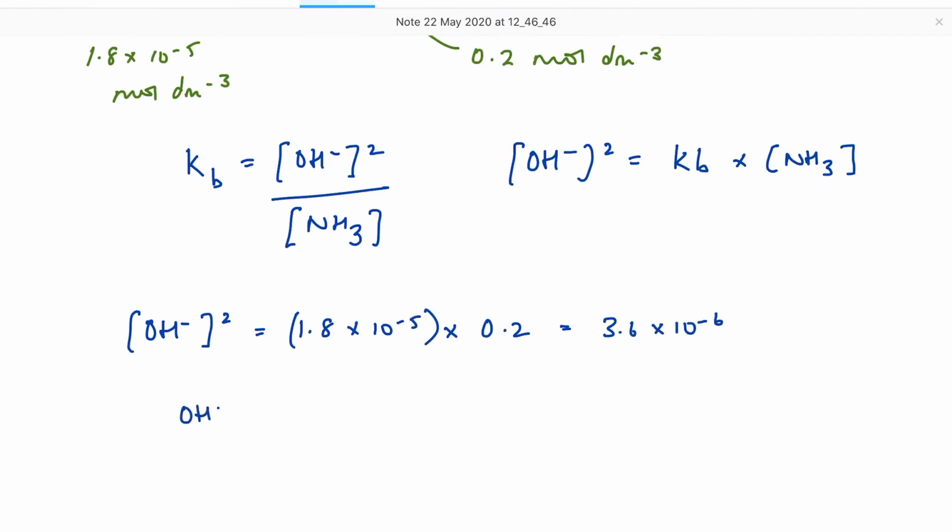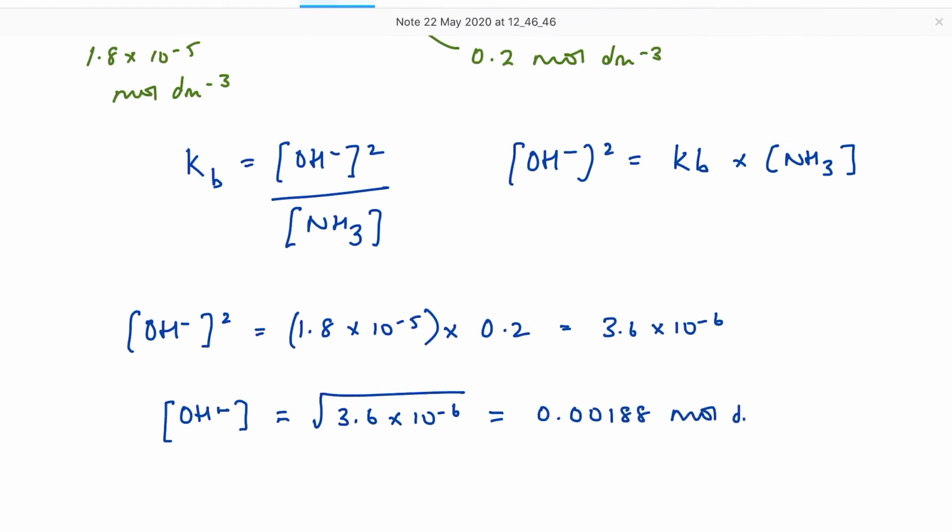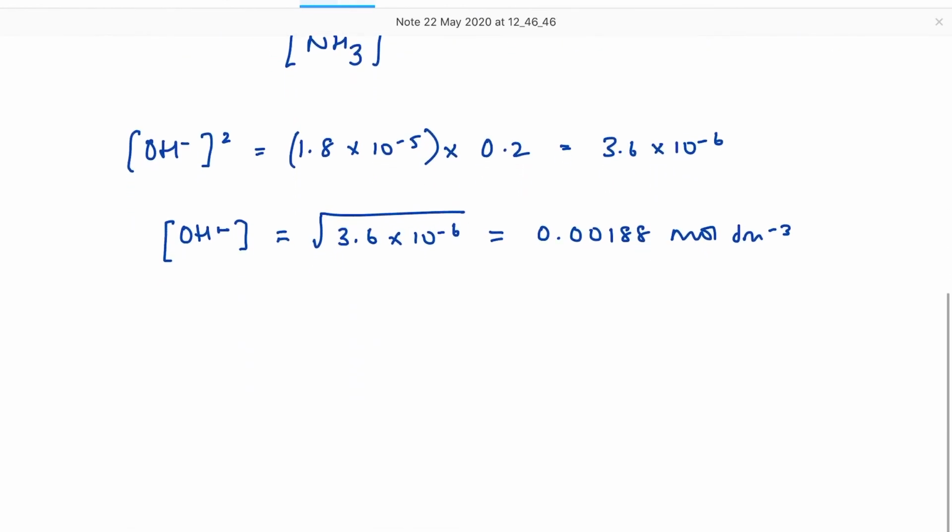The hydroxide ion concentration is going to be the square root of 3.6 times 10 to the minus 6, and that comes out to be 0.00188 mole per decimeter cubed. There are not many hydroxide ions in the solution, which is what we would expect for a weak base.